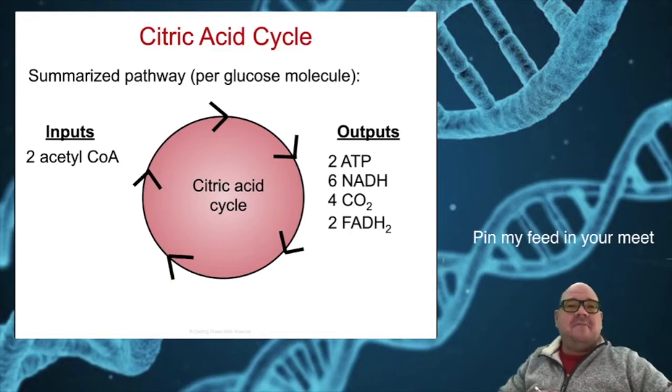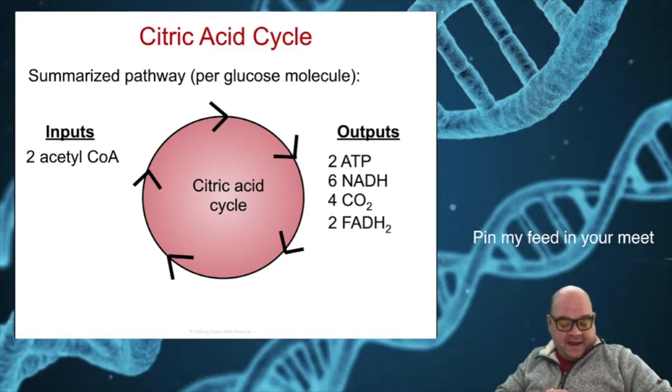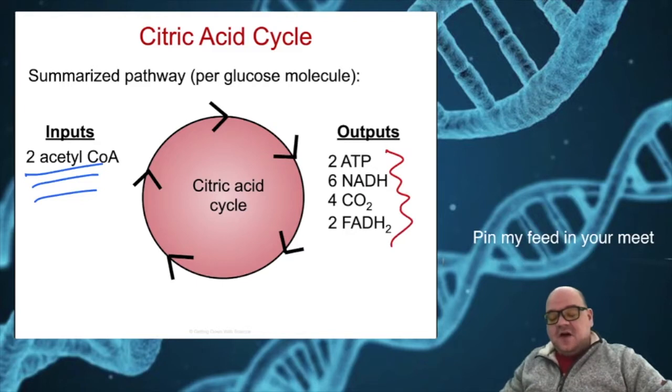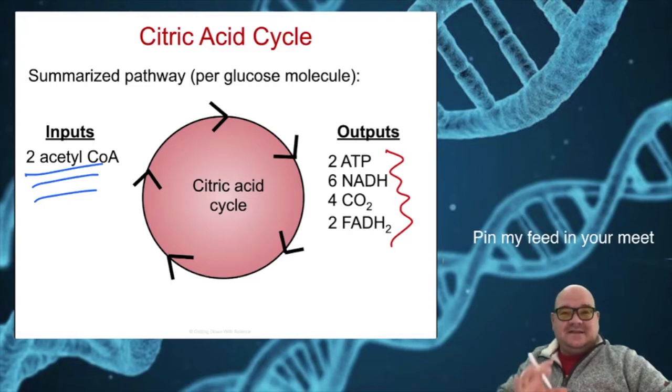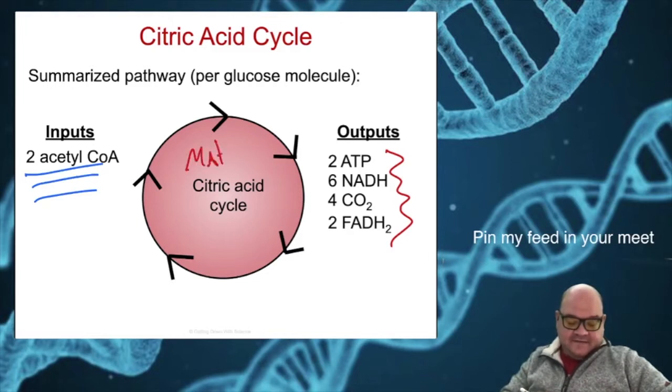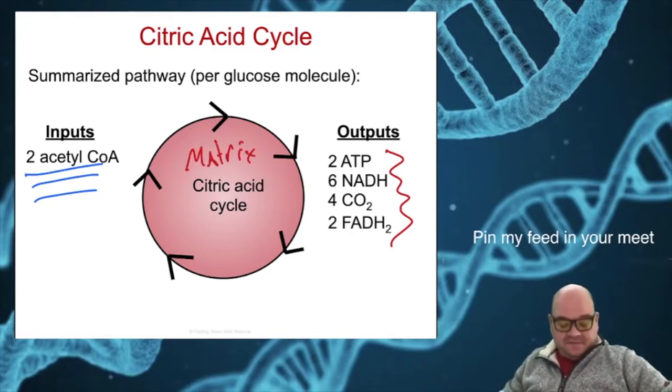All right, let's go on to the next simplified version. I like this one a lot better. Okay? In the citric acid cycle, we put in, let me do blue again for inputs, and we get out these things over here. So if you're going to know something, it's this. Just add in, where's this happening? This is all happening in the matrix. Put a star on this in your notes. This is what you really have to know.